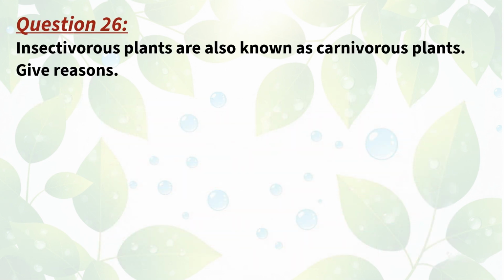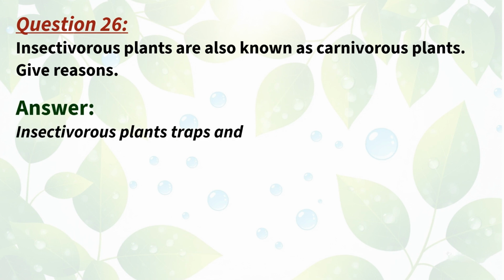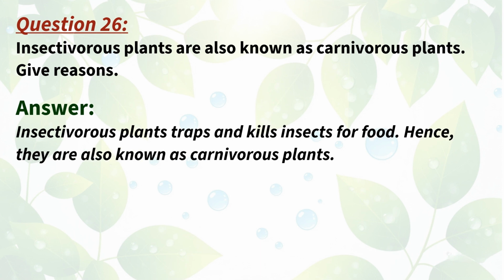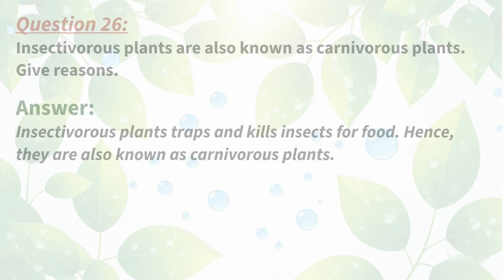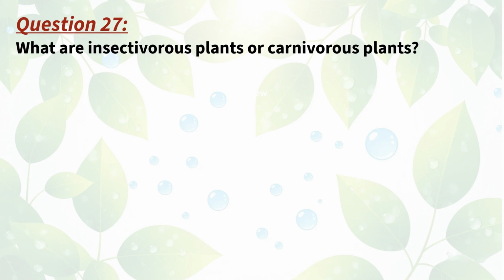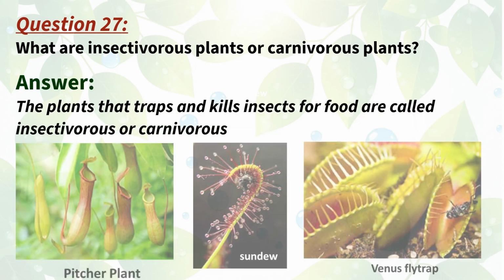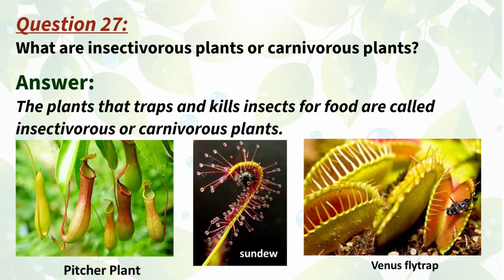Question 26. Insectivorous plants are also known as carnivorous plants. Give reasons. Answer: Insectivorous plants trap and kill insects for food. Hence, they are also known as carnivorous plants. Question 27. What are insectivorous plants or carnivorous plants? Answer: The plants that trap and kill insects for food are called insectivorous or carnivorous plants. Examples below.